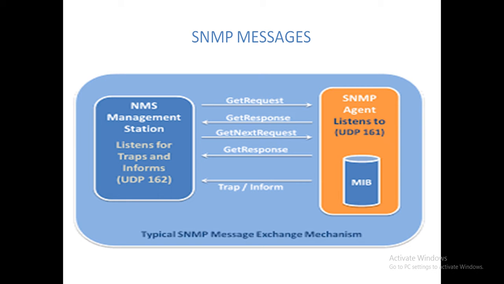Since the get request message browses one variable at a time, for example, I want to see the bandwidth of the interface, so I send one request message. Later on, I want to check how many packets are going through the interface, so I send a second message, which is get next request, and the reply I get with the help of get response. So these are the messages used to retrieve information from the managed device and send the reply back to the management station.